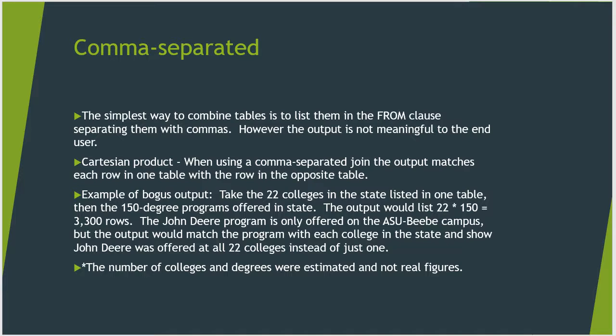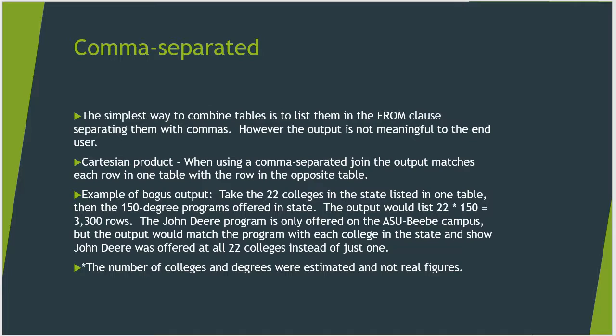So an example of bogus output. Say there's 22 colleges in the state, and they're listed in one table. You have a second table that has 150 degree programs offered in the state of Arkansas. Those will be offered between the different colleges. Not all colleges offer the same degree program. So if we were to do a Cartesian join, we would get 3,300 rows.